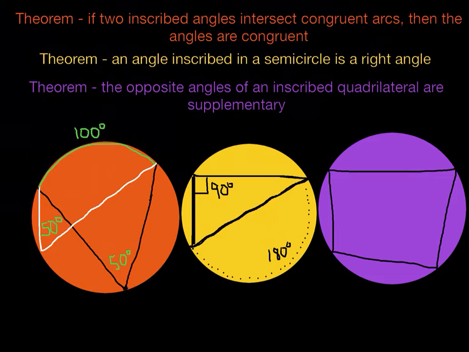And this last theorem that I have here says the opposite angles of an inscribed quadrilateral are supplementary. So we have this quadrilateral that I have inscribed in the circle, opposite angles. So for example, angle 1 here and angle 2, they're opposite, they're not adjacent to each other. These two angles are going to be supplementary to each other. That means they're going to add to give you 180 degrees. And then, for example, angle 3 and 4, those are opposite angles, so those would be supplementary. Those would add to give you 180 degrees.